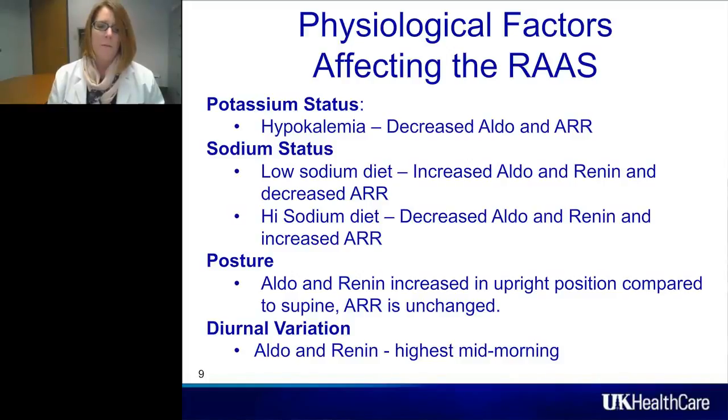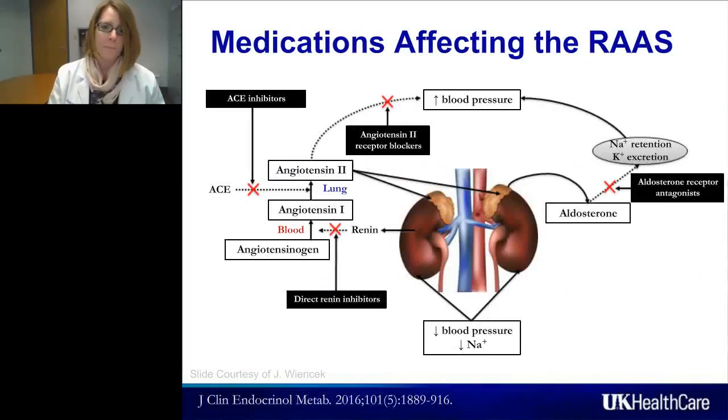As many of you know, when posture changes, it affects your blood pressure and also your aldosterone and renin. Aldo and renin are both increased when a patient is in an upright position compared to supine. The ARR, however, is unchanged, another reason why using the aldosterone to renin ratio is a better measure for abnormalities in the RAAS. Aldosterone and renin are also affected by diurnal variation. In fact, their concentrations are highest in mid-morning, before 10 o'clock, and it's important to consider that when looking at the values for aldosterone and renin.